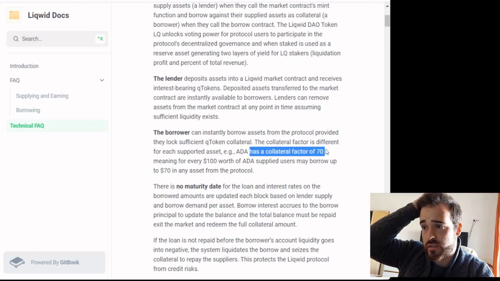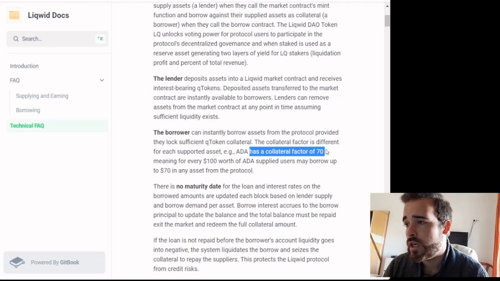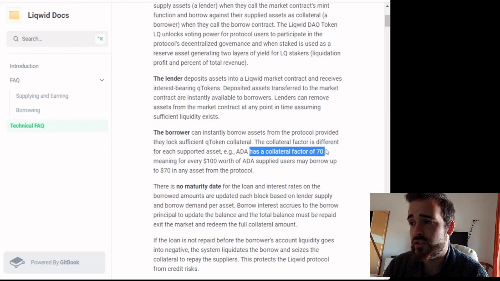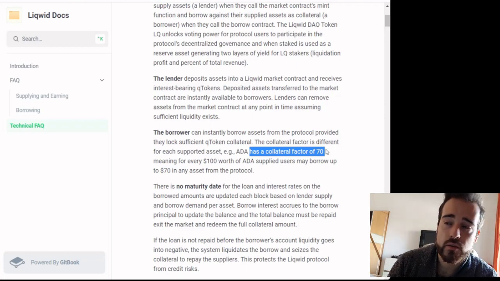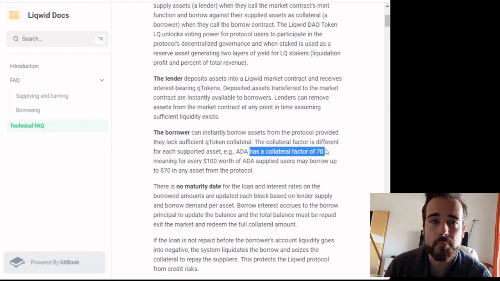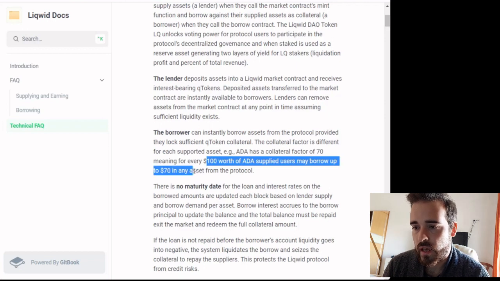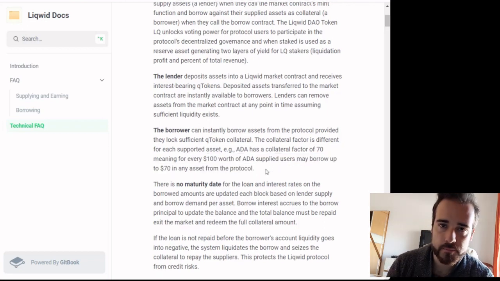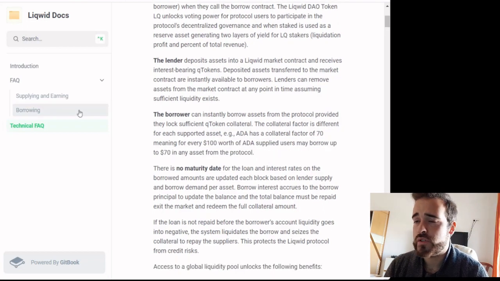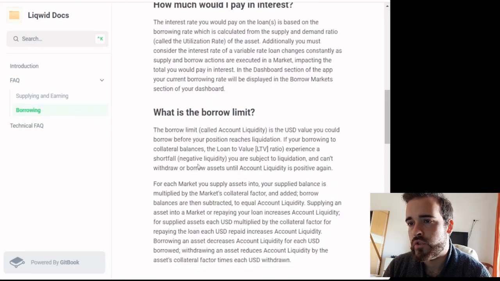of 70%. That means that for every 100 ADA you supply into the protocol, you can use 70% of that ADA as collateral to borrow any asset of the protocol. So you may basically borrow $70 of ADA from the protocol if you supplied $100 of ADA. I think this is a very interesting and positive feature, important to bring some more security to the Liqwid protocol.